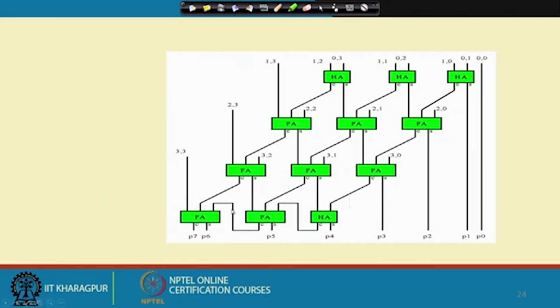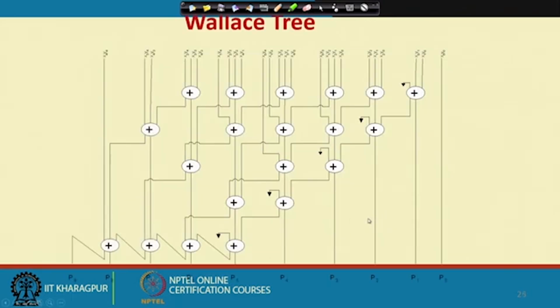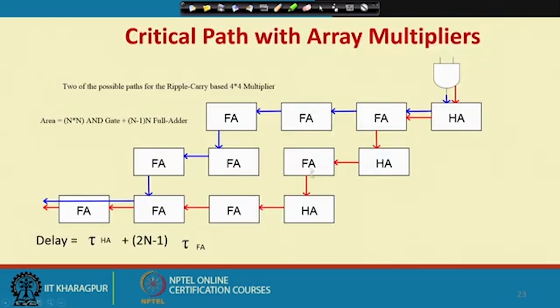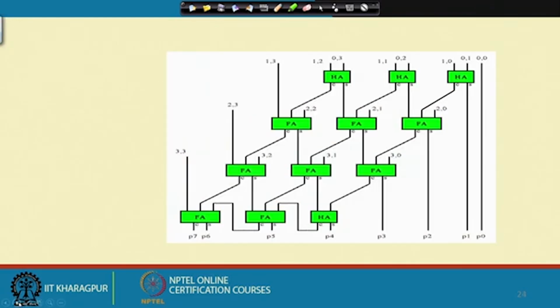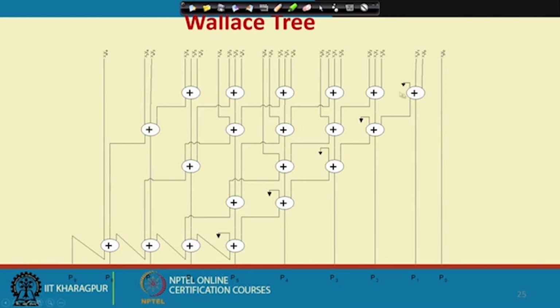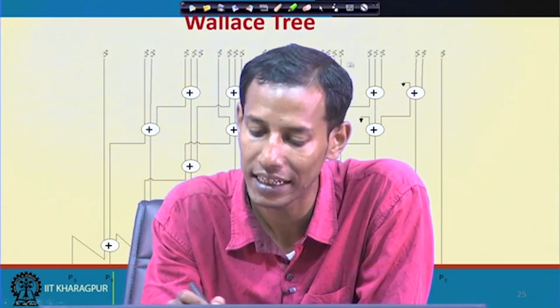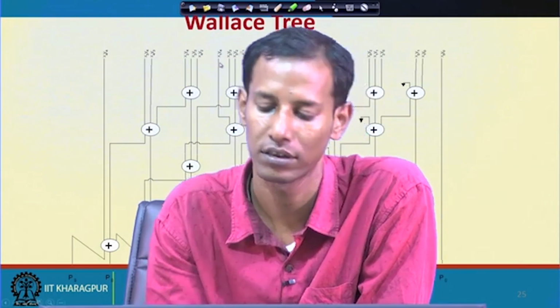So, this is the full adder, that means the array multiplication we have seen. So, what we have seen, in this fashion, is just some modification to that. This is known as the Wallace tree. So, like a tree structure, we are just adding each of these partial products.